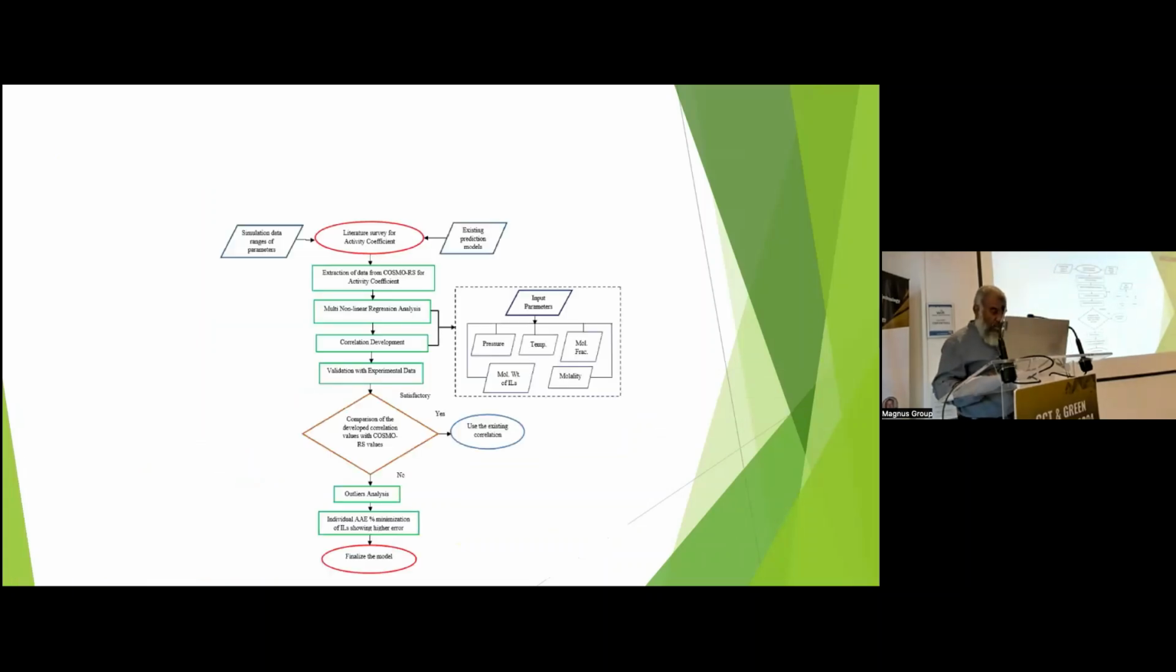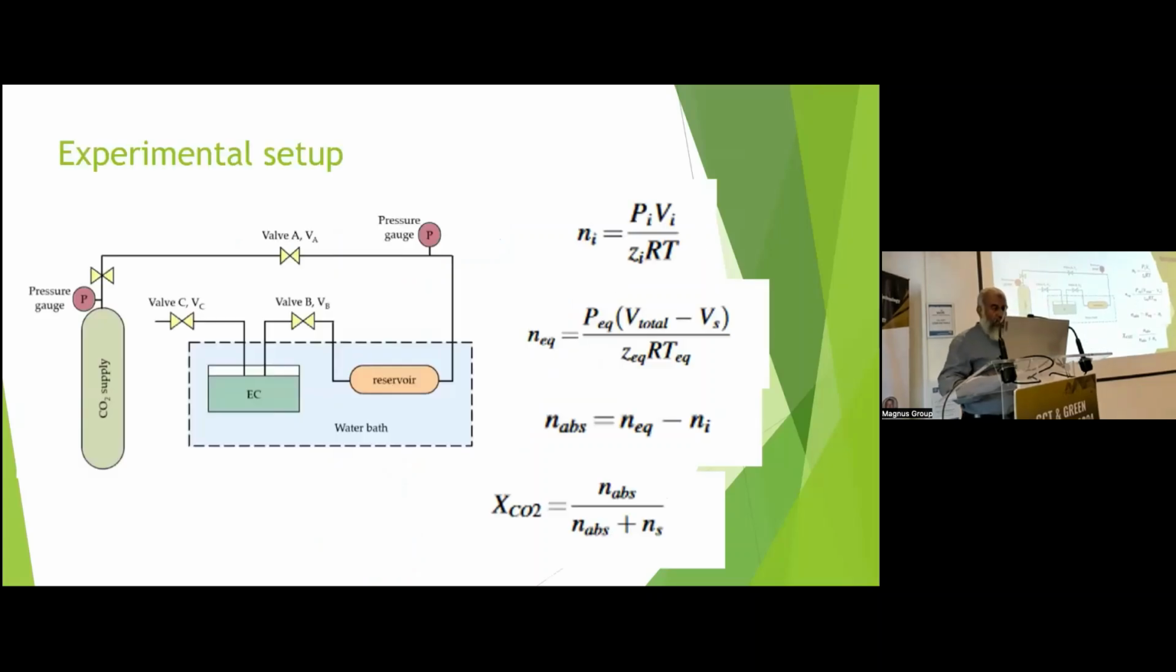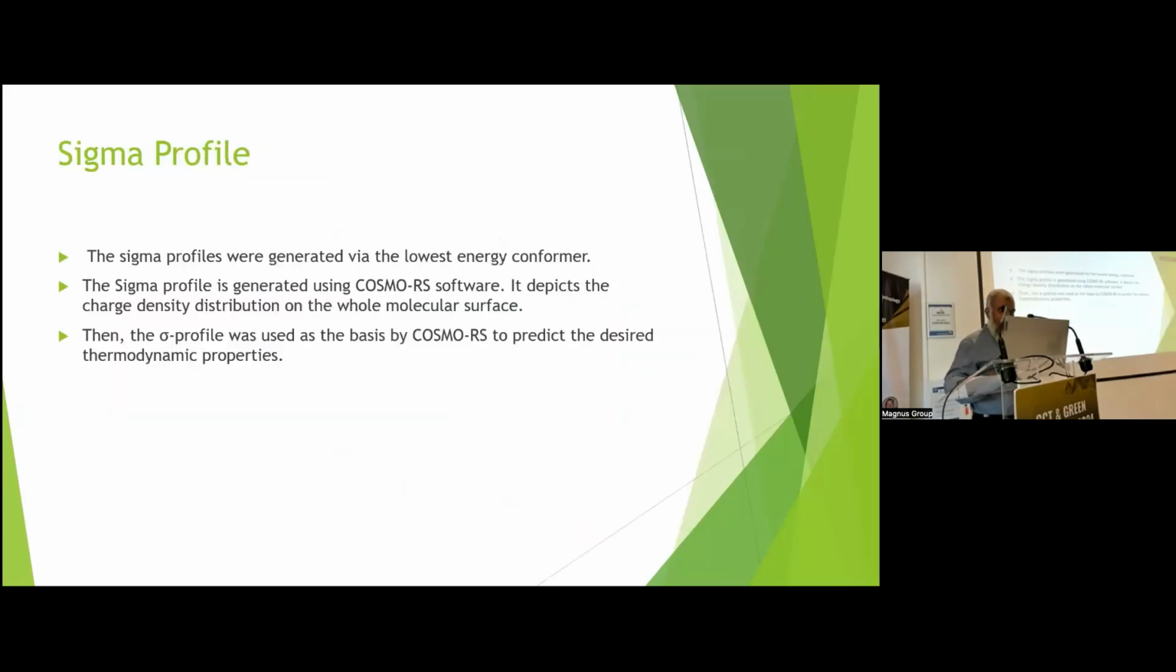And this is the methodology that we went through in generating the data and using the COSMO software. And this is the experimental setup in which we inject the ionic liquid and inject the CO2 and calculate the amount of solubility of CO2 into the ionic liquid until it reaches the equilibrium and the maximum capacity of the absorption of CO2 into the ionic liquids.